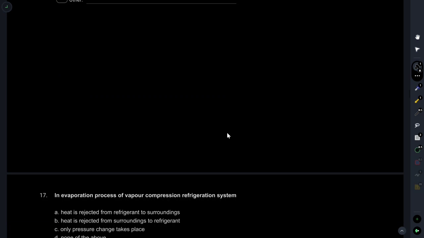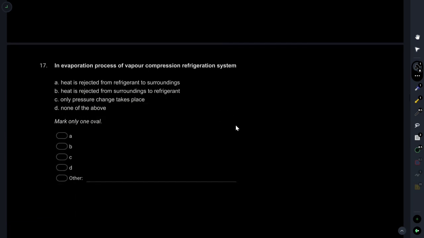Next question. Now here it is talking about the evaporation process of a vapor compression refrigeration system. So in the evaporation process, what is happening? I have already discussed that in the evaporation process, the refrigerant goes into this particular device, and here it moves out, and during this it is taking heat from the surrounding to the refrigerant, right? So let us read the statements.